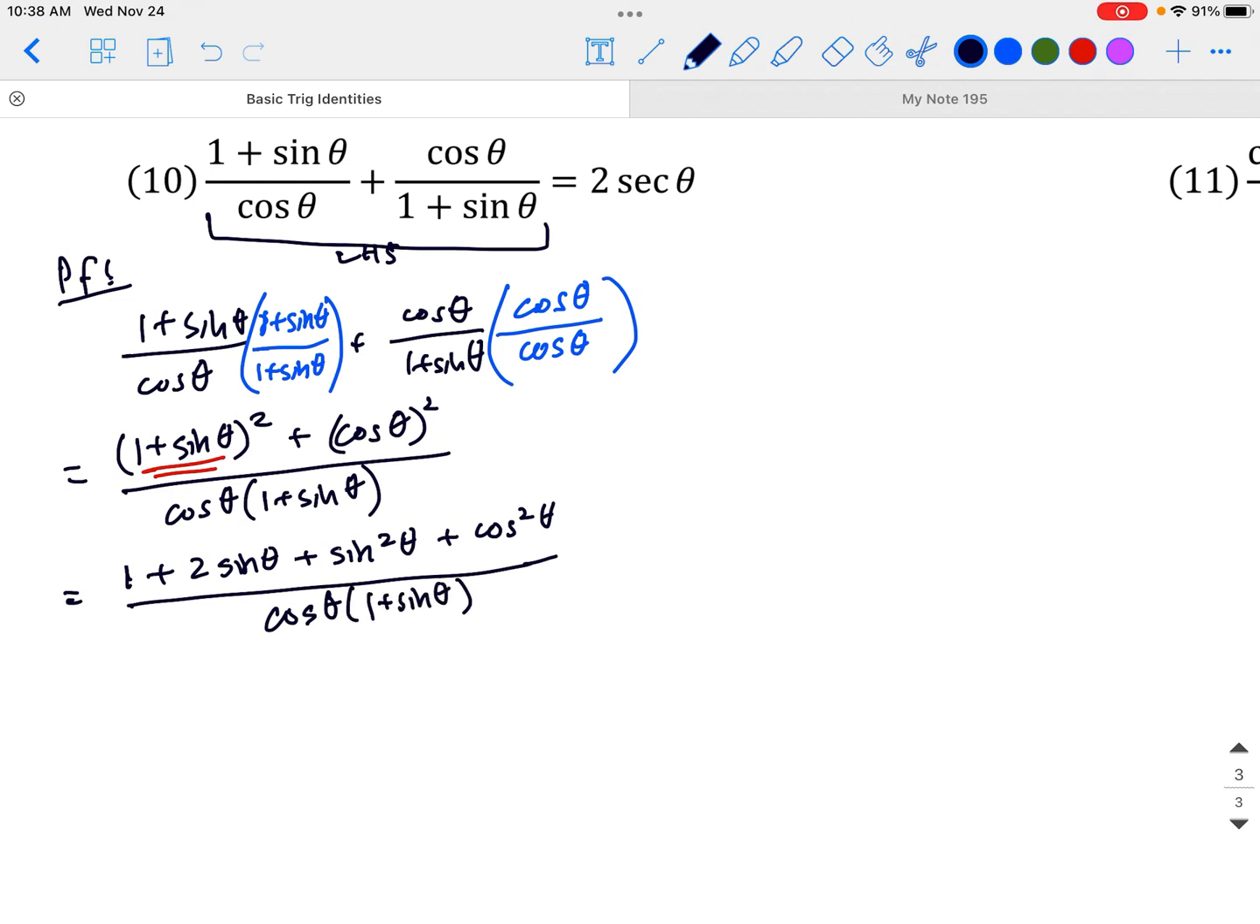All right. So looking at this, it's a little bit unclear. So take a moment, see if you notice it. If we look there, we've got sine squared plus cosine squared, but that is just equal to 1. Well, that means that the top is really just 2 plus 2 sine theta over cosine theta times 1 plus sine theta. And then I can factor out that 2.